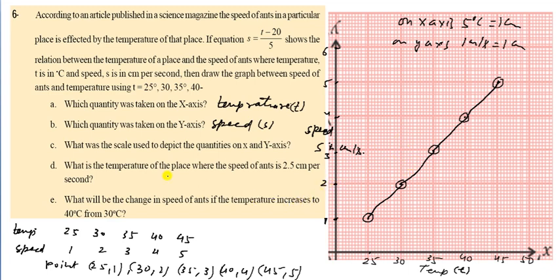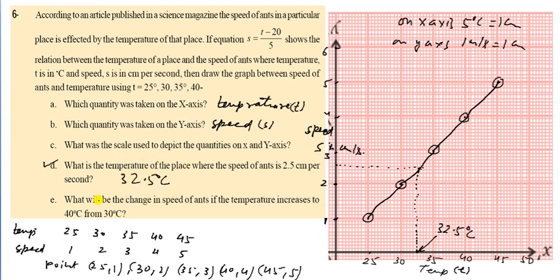Now let us see the answer to part D. A place where the speed is 2.5. You can see 2.5 is here. So you can draw like this and go vertically downwards. The temperature is the midpoint of 30 and 35. So what will it be? It will be 32.5. So you have to write here, it is 32.5 degrees C. So that is the answer.